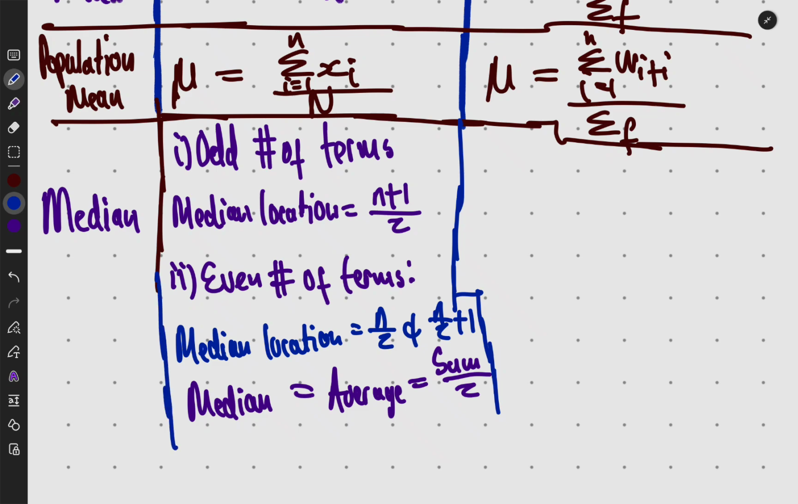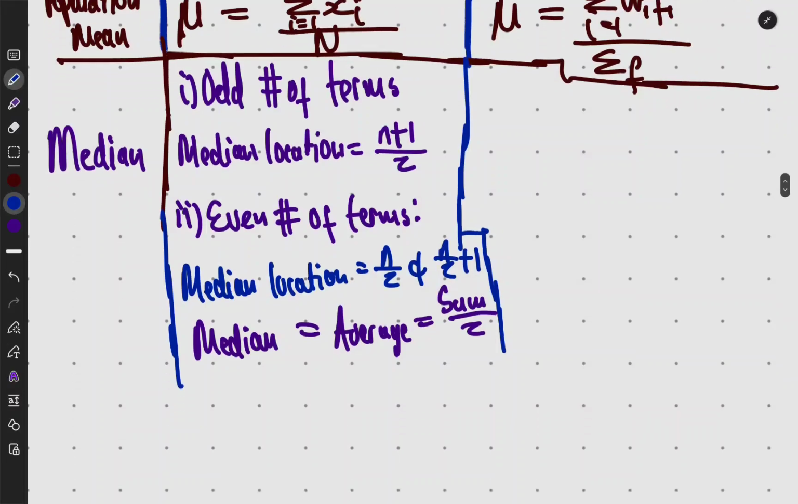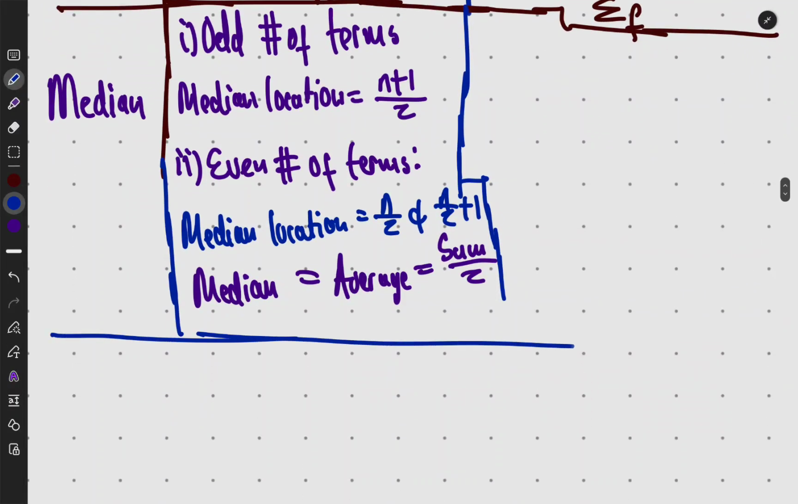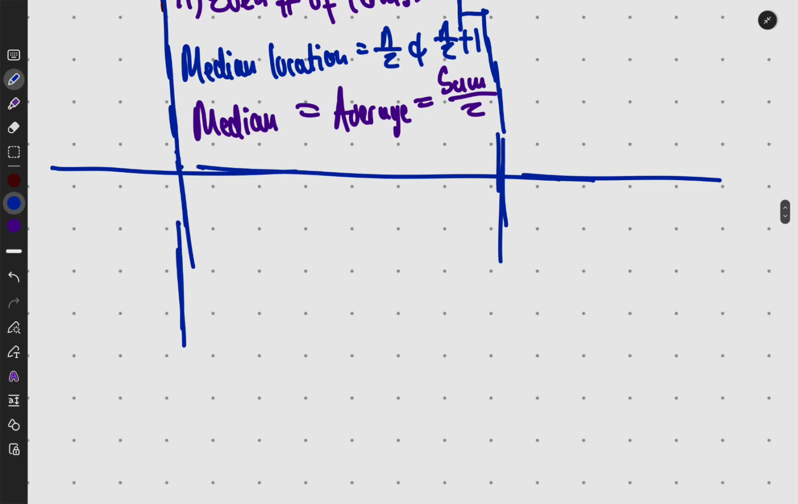Then what about the median for group data? We'll come back. There's one more thing to do here, which is just the quartiles. So we still have the quartiles. All right, no problem. What about the quartiles now?